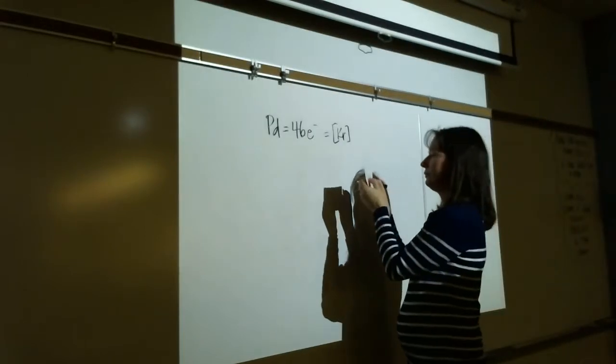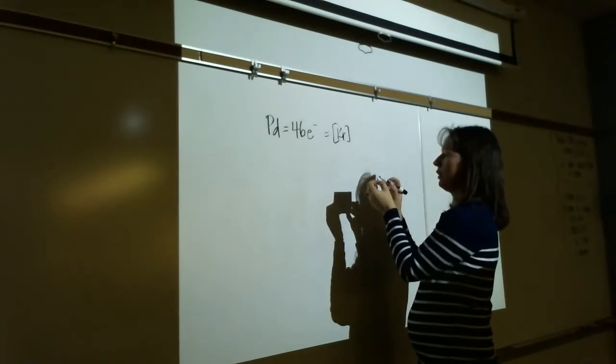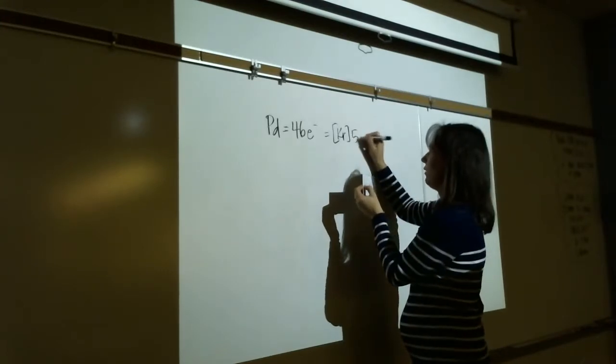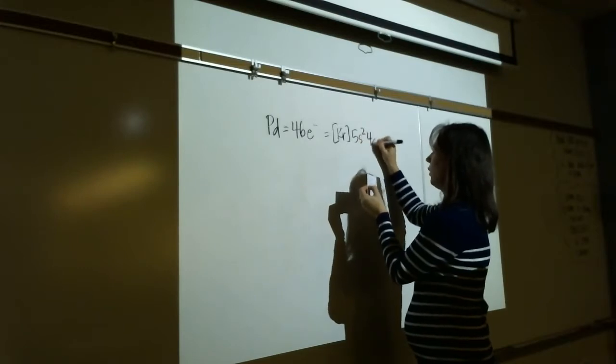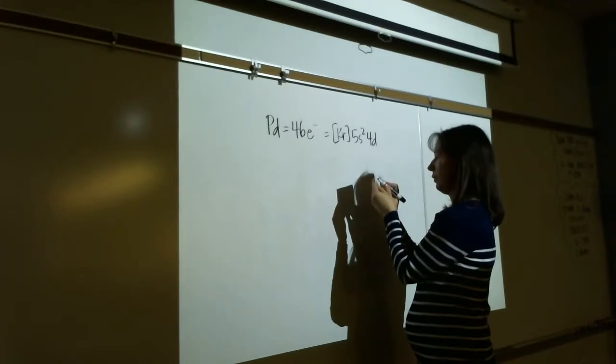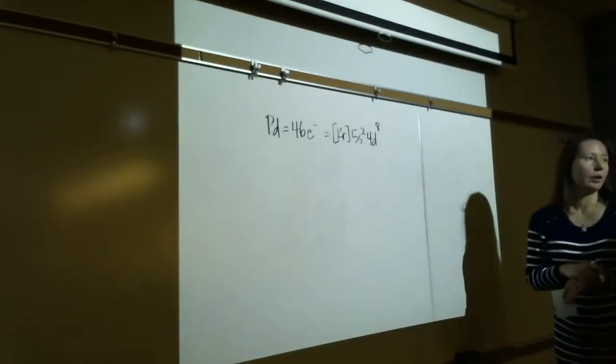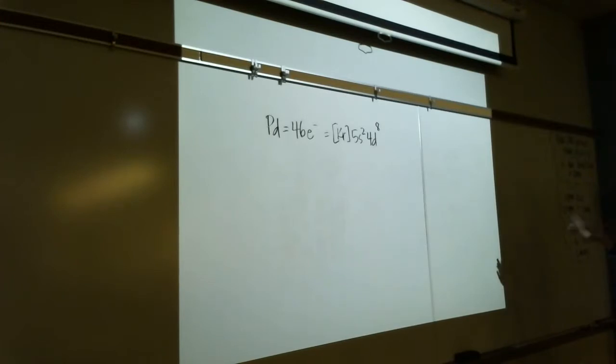Right, so there's palladium. So what's N for palladium? 1, 2, 3, 4, 5. All right, so 5s2, 4d, 1, 2, 3, 4, 5, 6, 7, 8. Do we agree? That's a whole lot shorter than starting at 1s2, right?